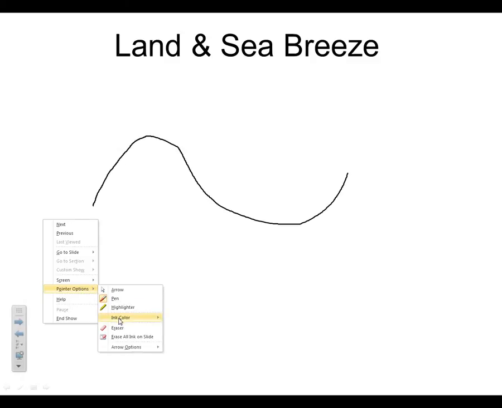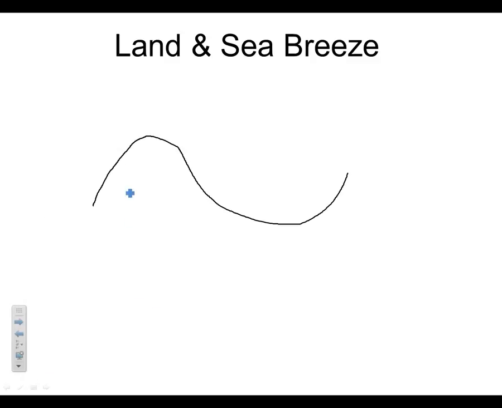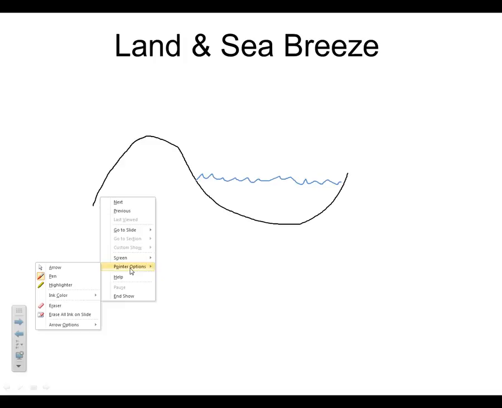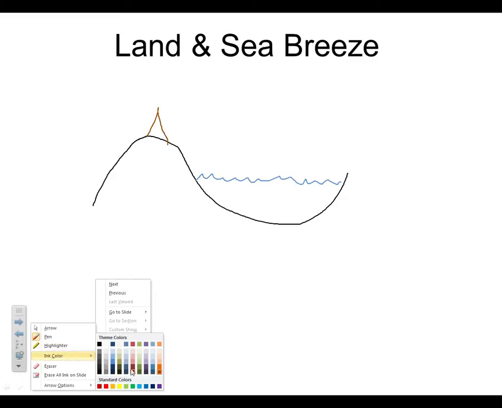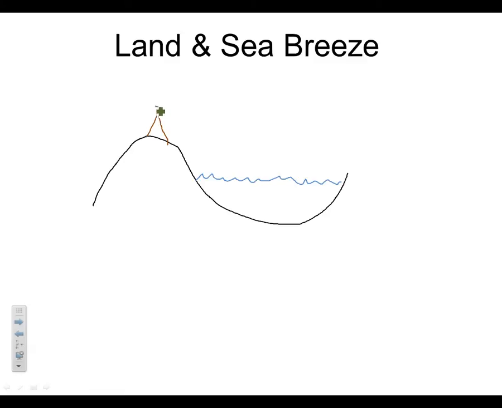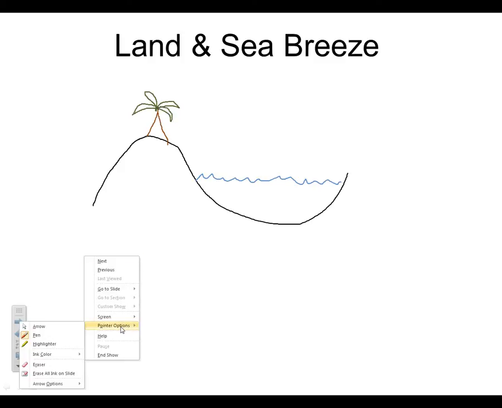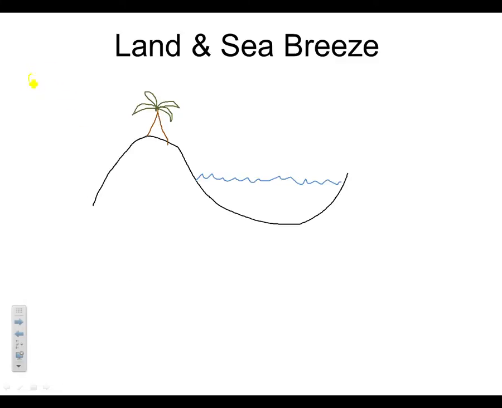So let me change color so you can see what I'm talking about. So this is going to be my land, and here is my sea. So here's my water here. Let me put maybe a little palm tree on here. Make it look nice and pretty. We're going to start with it being in the daytime. So I'm going to put the sun shining.